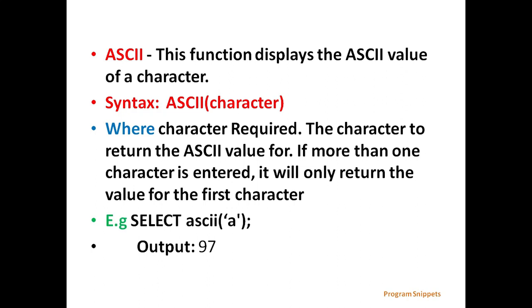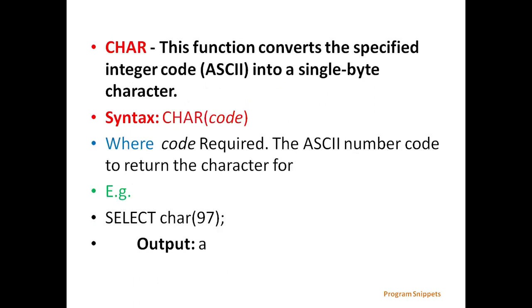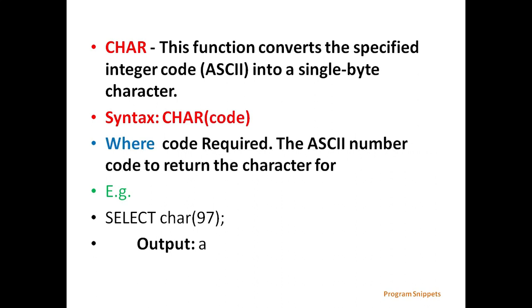For example, SELECT ASCII('A') will give the output 97, which is the ASCII value for character A. Next is CHAR. This function converts the specified integer code into a single byte character. General syntax is CHAR(code), where code is the required value, which represents the ASCII number code for which we have to return the character. For example, SELECT CHAR(97) will return the output A.